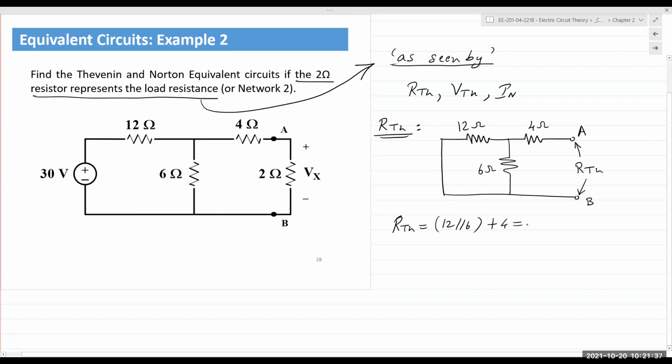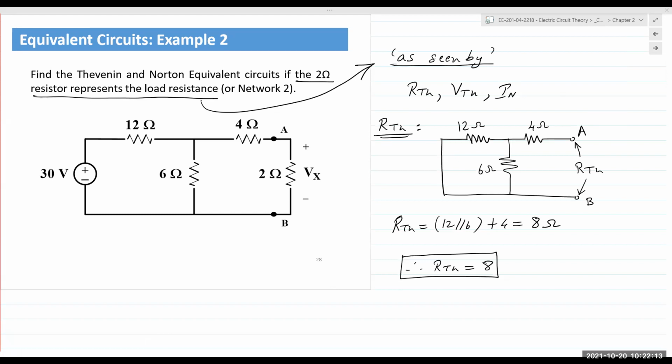12 in parallel with 6, two resistors in parallel, product of the two divided by sum of the two. 12 times 6 is 72 divided by 18 gives us 4, plus 4. So 8 ohms. So RTH is equal to 8 ohms. Let's take a 10-second pause. Write it down, think over it. Let me know if you have any questions.